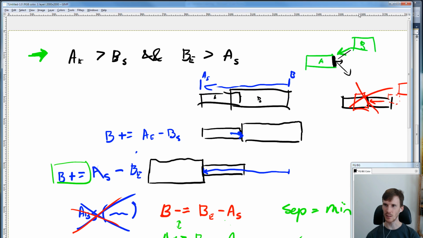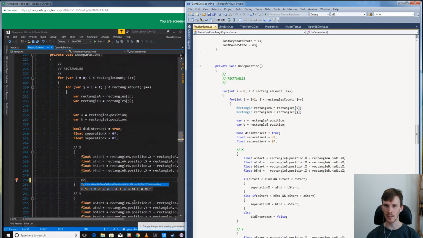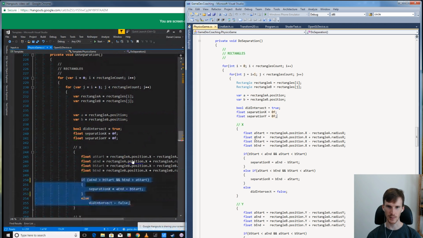But yeah, it always helps when we got stuck yesterday. It's like, let's draw out the diagram and figure out exactly how this goes. So A end is greater than B start and B end is greater than A start is our magic sauce. Let's get to the coding part.